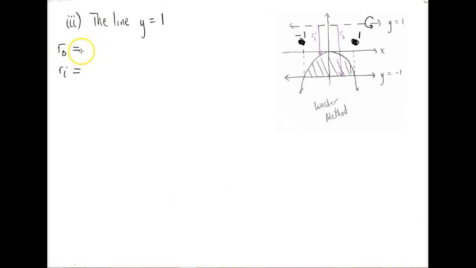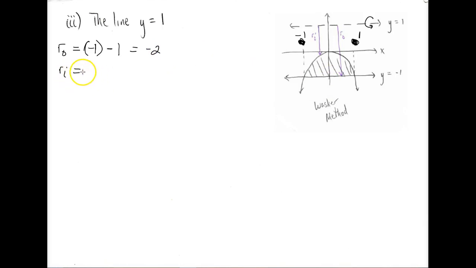So if we look here, for the outer radius, the function furthest away is going to be -1. And then we're going to take the difference between -1 and the axis of rotation, which is 1. So that ends up being -2 here. And of course that makes sense because the distance from y equals 1 to y equals -1 is a distance of 2, but in relation to y equals 1, it's 2 in the negative direction, okay?